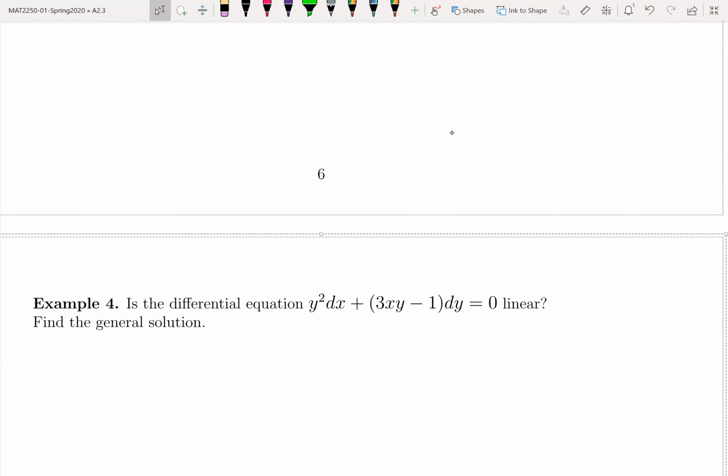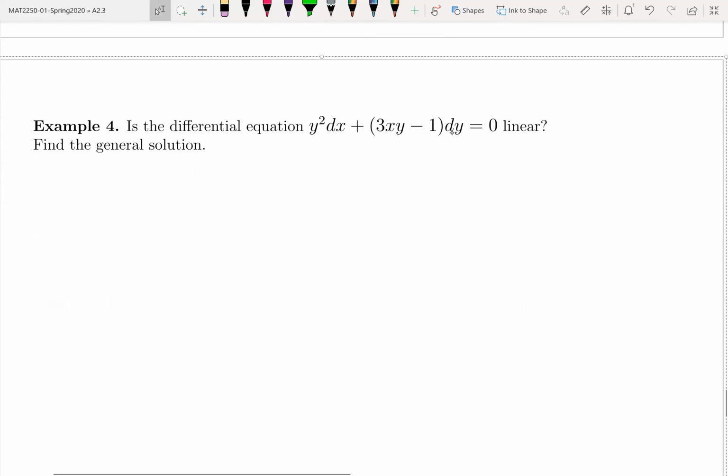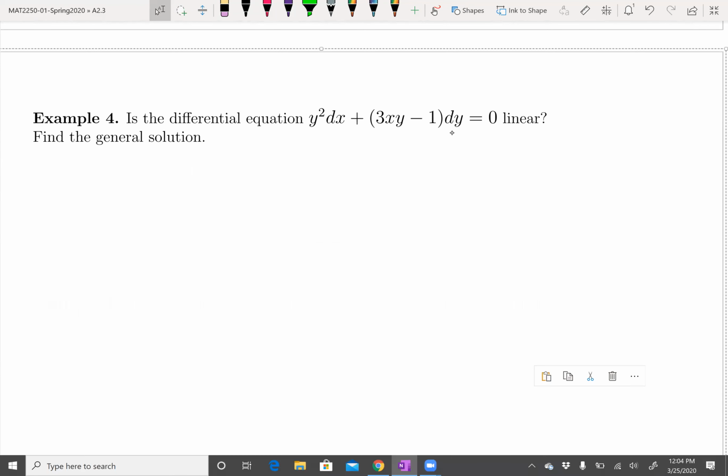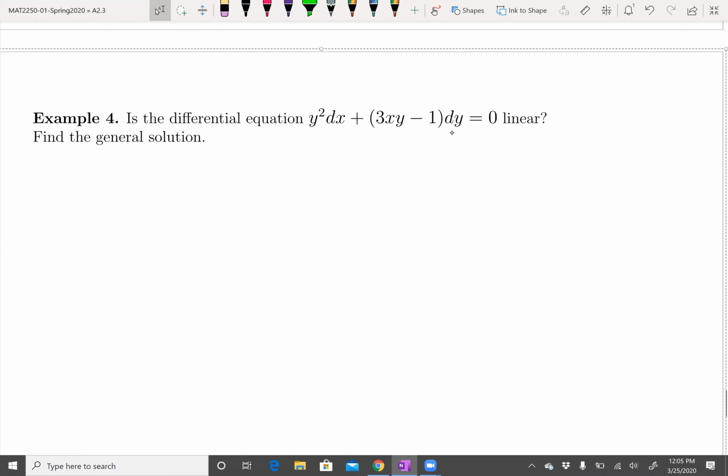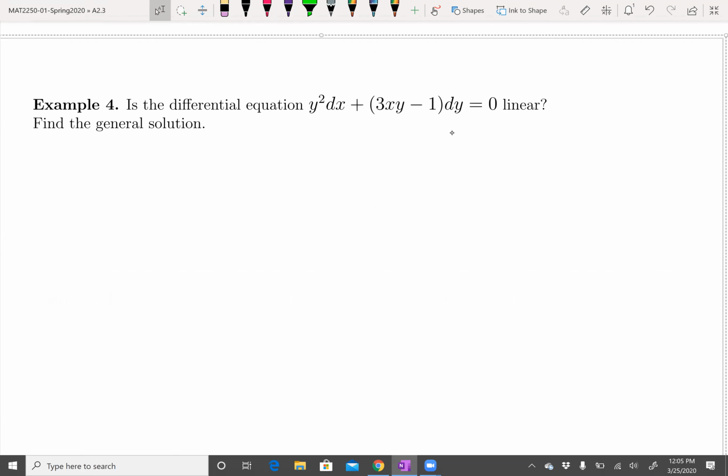The next question says, is this differential equation linear? If yes, find the general solution. Again, I think it's a break time. Let's make a little break, and I think this is the last example for this section. Let's say a 7-minute break first, and then try this problem on your own.